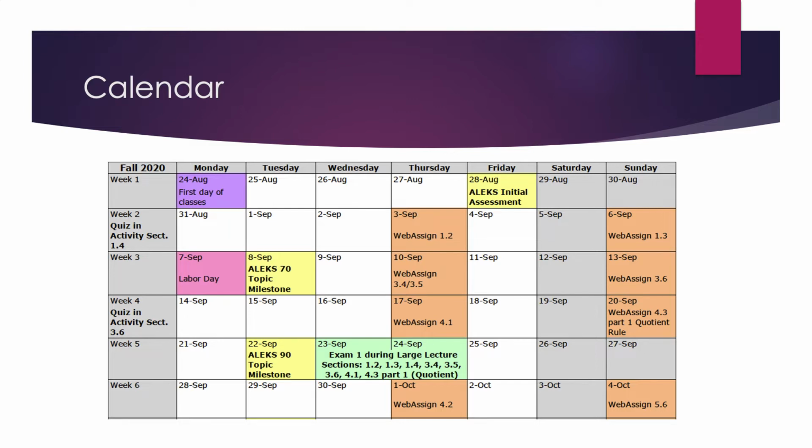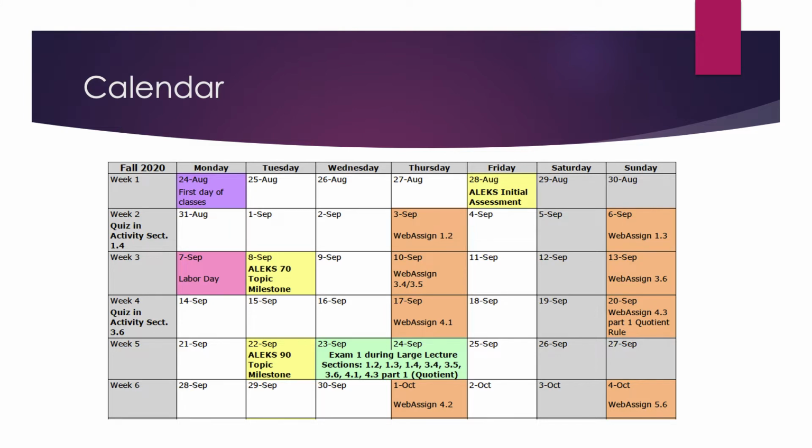Also, if you look to the far left of the calendar under week 2 and week 4, you can see that you're going to be taking a quiz in activity. Again, we'll discuss the details of the quiz more in a moment. We don't have the quiz listed on individual dates since everybody attends activity on a different day of the week, but everybody will be taking a quiz in week 2.